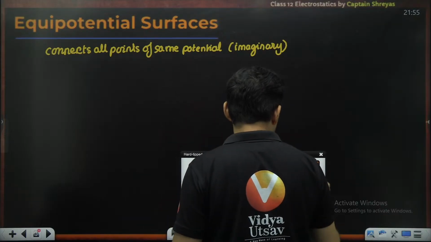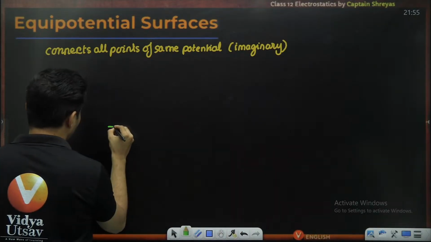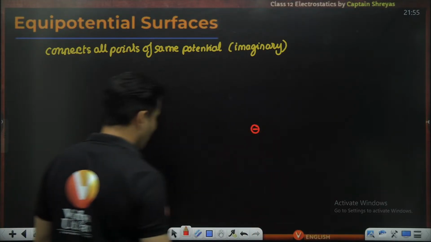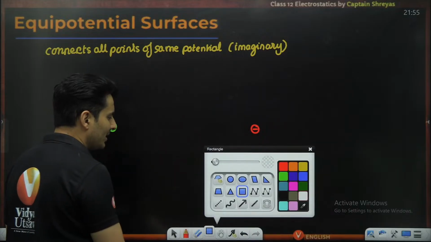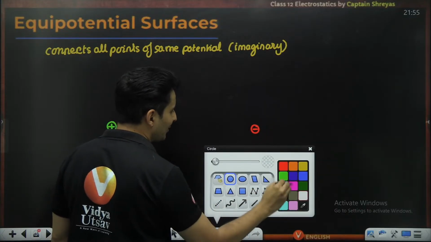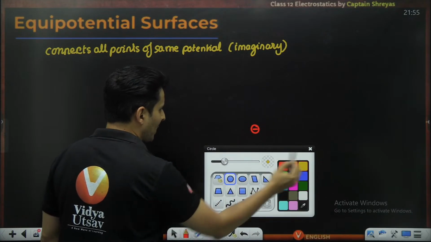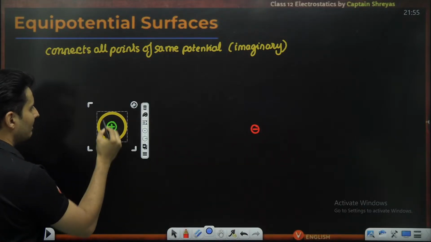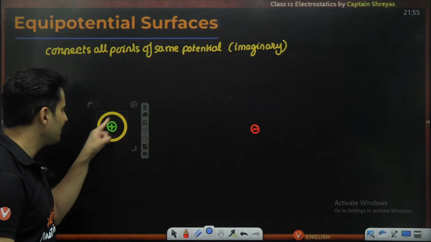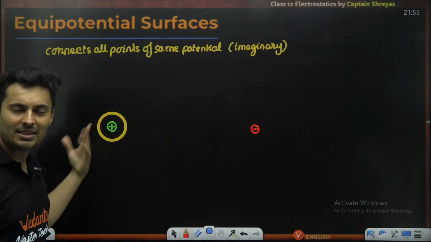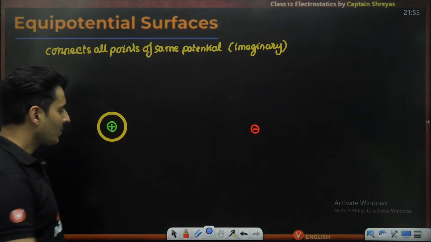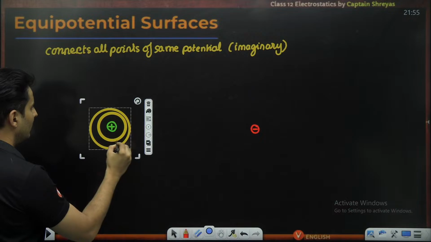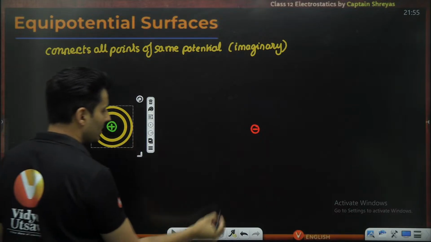So, say for example, I give you a positive charge versus a negative charge. Which are those points with the same potential? Okay, let's try to figure that out. As you can see over here, all the points on this particular circle have the same potential, because same distance, direction doesn't matter, same distance. It's a concentric circle. If I go slightly far away, I think the potential will reduce a little bit.